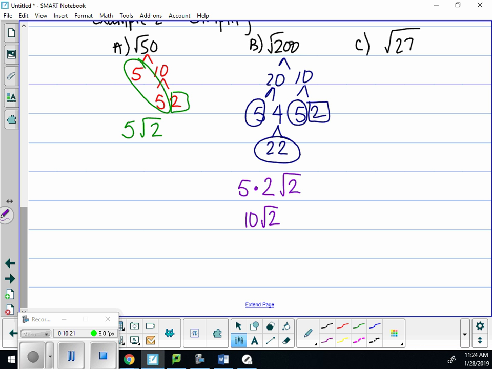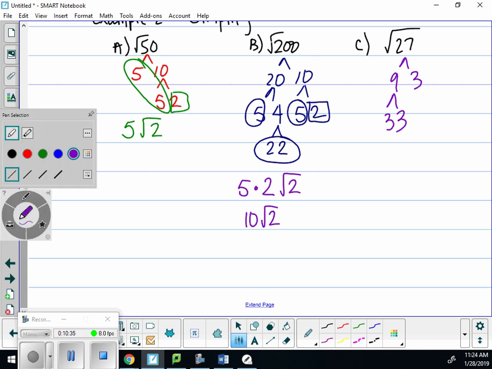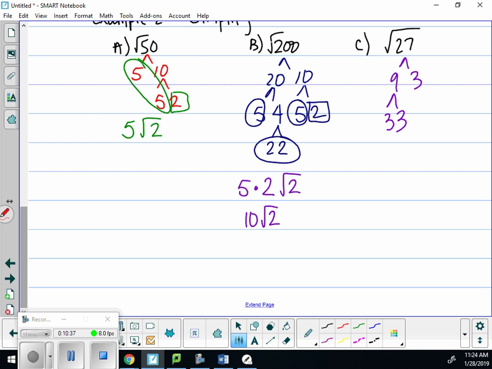All right, how would we break down 27? What does 27 break down to? 9 and 3. 3 is broken down as much as it can be, but 9 can be broken down to 3 and 3. So pick some pair of 3s. Pick 2 of them to go together. And we have a loner. So what are we going to write for the answer? 3, because that comes out front, times the square root of what's left over, which is 3. Okay?